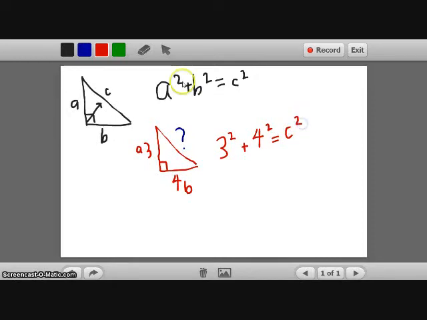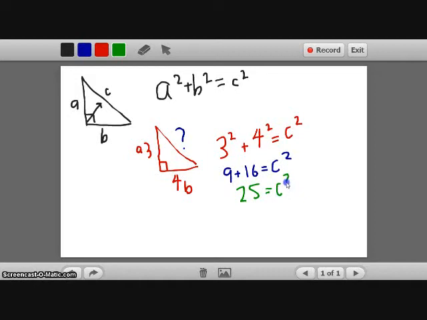In the last unit, you learned that 3 squared means 3 times 3. Therefore, 3 squared equals 9. 4 squared is the same thing as 4 times 4, which equals 16. And then you just bring down the rest of the problem. Now I need to add 9 plus 16. That will give you 25. And 25 equals c squared.